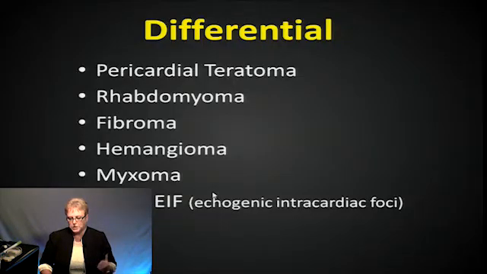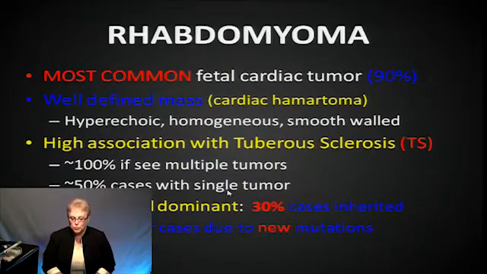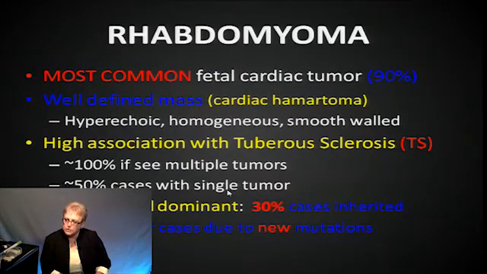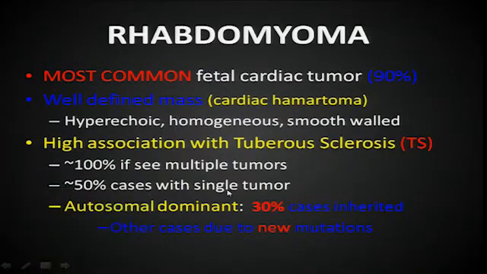Our differentials would be pericardial teratoma, rhabdomyoma, fibroma, hemangioma, myxoma, or large echogenic foci. Any guesses? Rhabdomyoma. Very good. Rhabdomyomas are the most common fetal cardiac tumor about 90% of the time. If you see a mass within the fetal heart, it's going to be a rhabdomyoma. They're usually well-defined masses. They're hyperechoic, homogeneous, smooth-walled, and they have a high association with tuberous sclerosis.